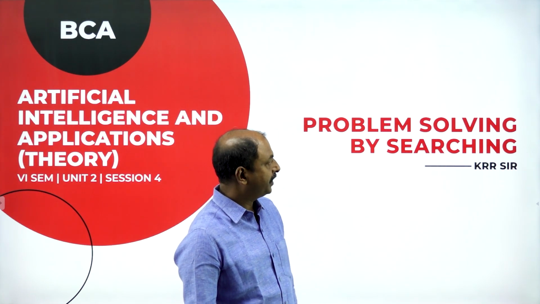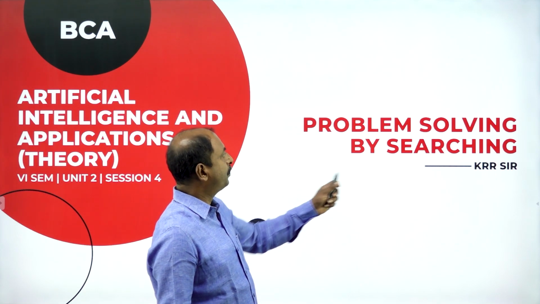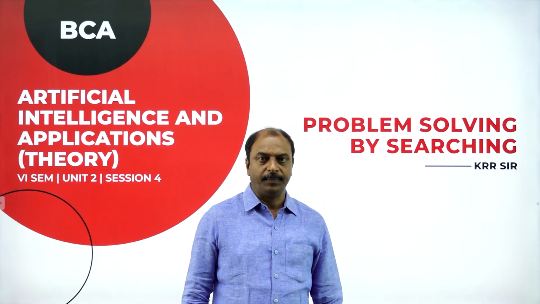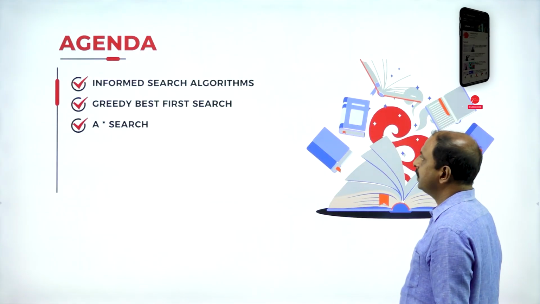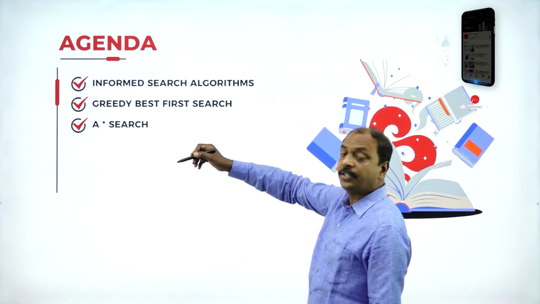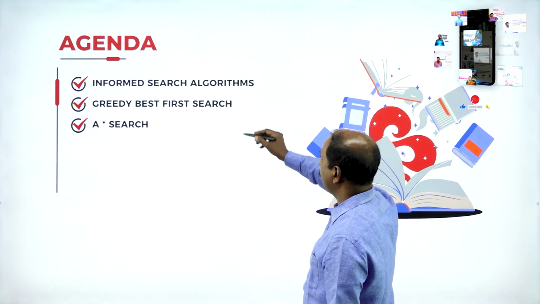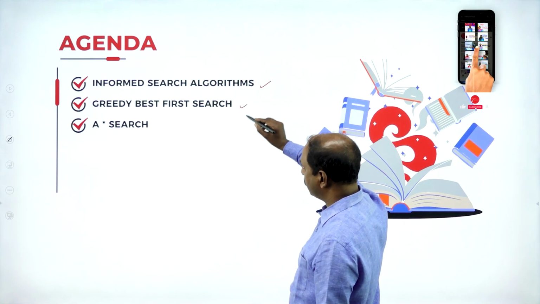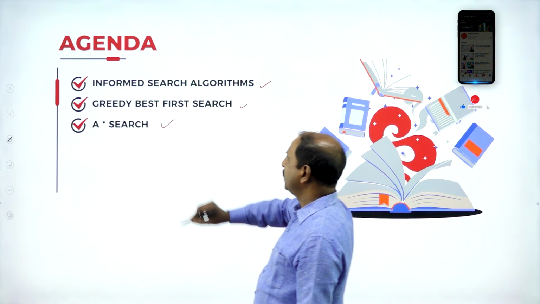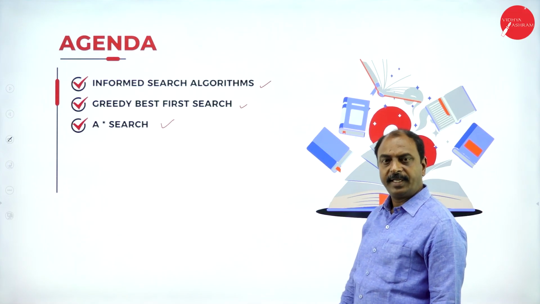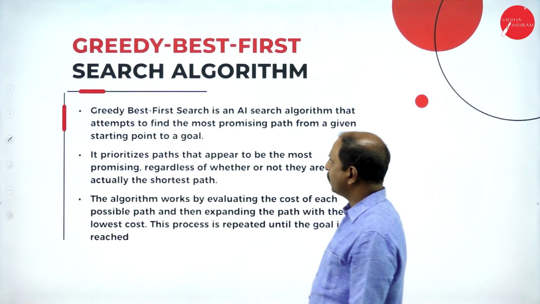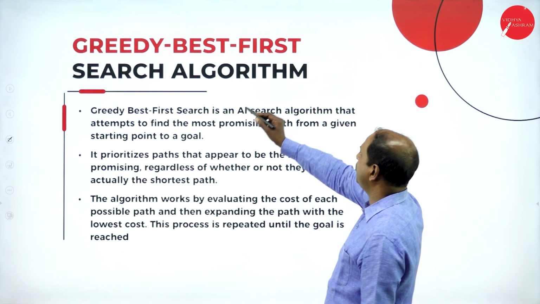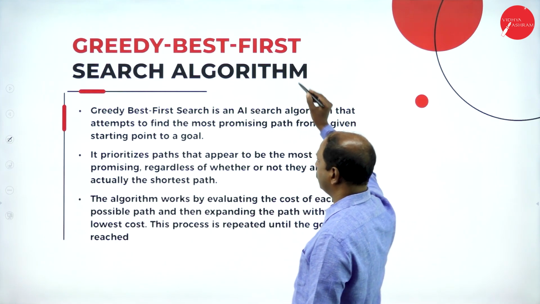Students, let us continue our discussion with the chapter Problem Solving by Searching. So, in this session, let us discuss different types of algorithms, informed search algorithms, greedy best first search algorithm, and A-star search. So these are the topics to be covered in this session. Now let us start with the first one, greedy best first search algorithm.